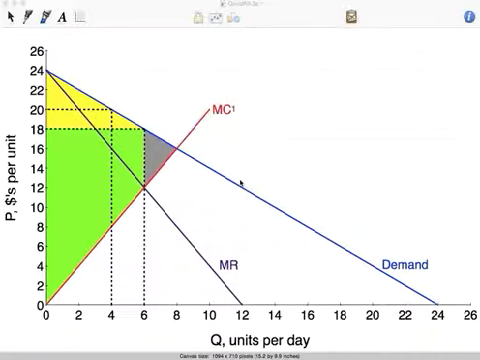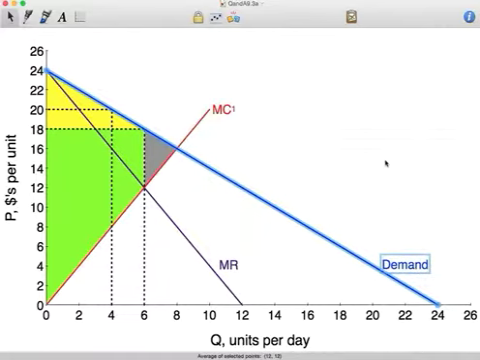Given that we were given a demand function that P is equal to 24 minus Q, so that's what we have right here. That's our demand function. Marginal revenue is equal to 24 minus 2Q. So then there we have our marginal revenue, and marginal cost was equal to 2Q. So that was the original situation before the imposition of the tax.